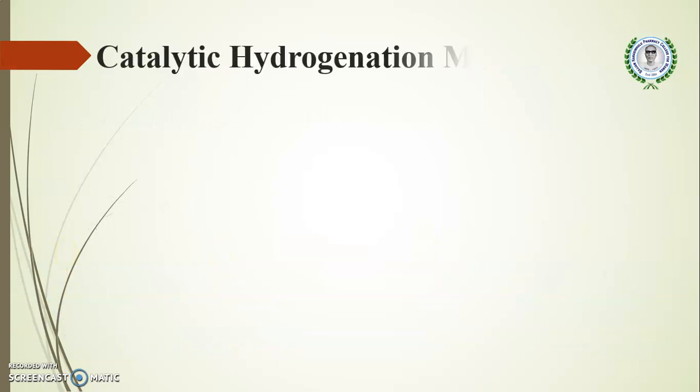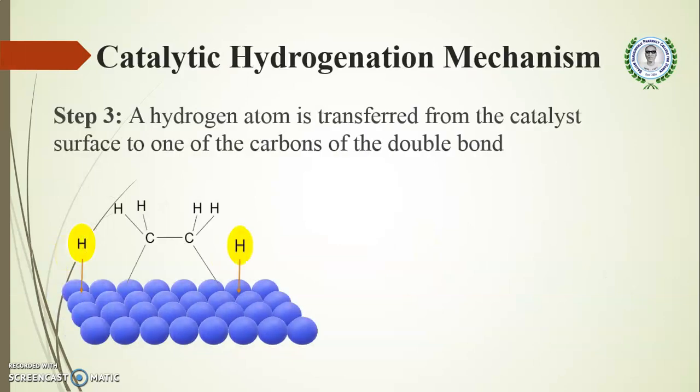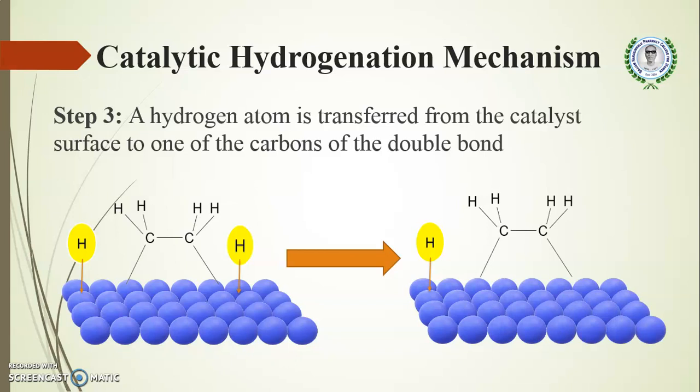Step 3. A hydrogen atom is transferred from the catalyst surface to one of the carbons of the double bond. This is what we got from step 2. And one hydrogen from the metal surface is going to move from the metal surface to one of the carbons of ethene like this.